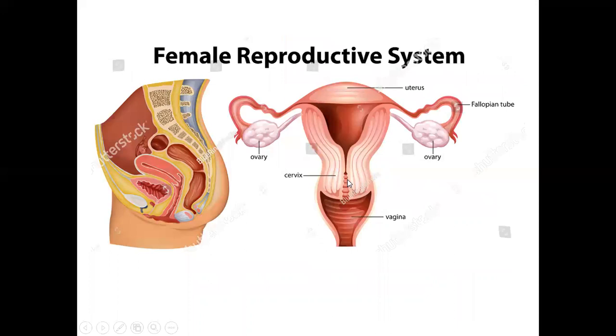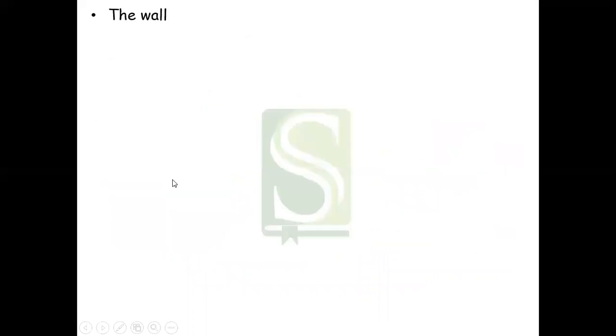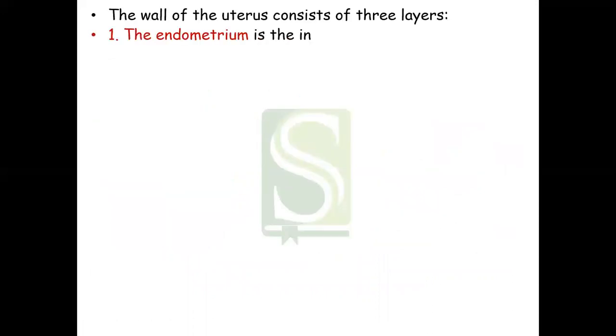So this is the uterus, this is the cervix, this is the vagina. These are the fallopian tubes which are connected to the ovaries at their ends. These are the fallopian tubes and these are the ovaries. And this is the uterus. If you have a sideways view, you just observe this thing is the uterus. The wall of the uterus consists of 3 layers.